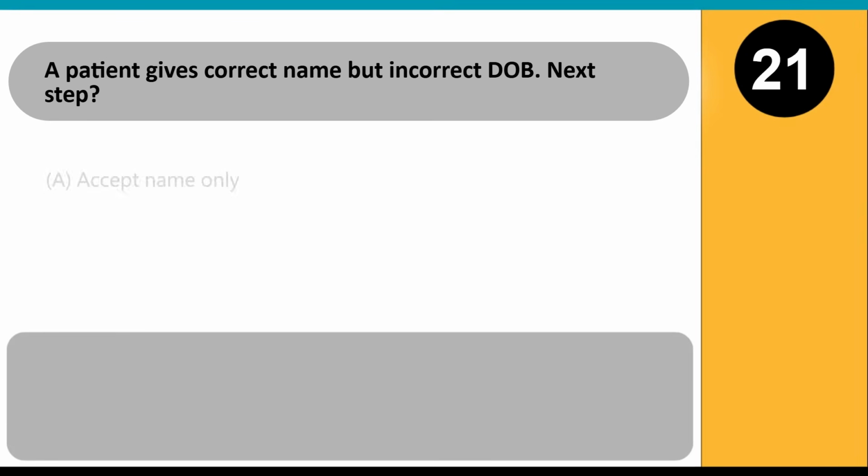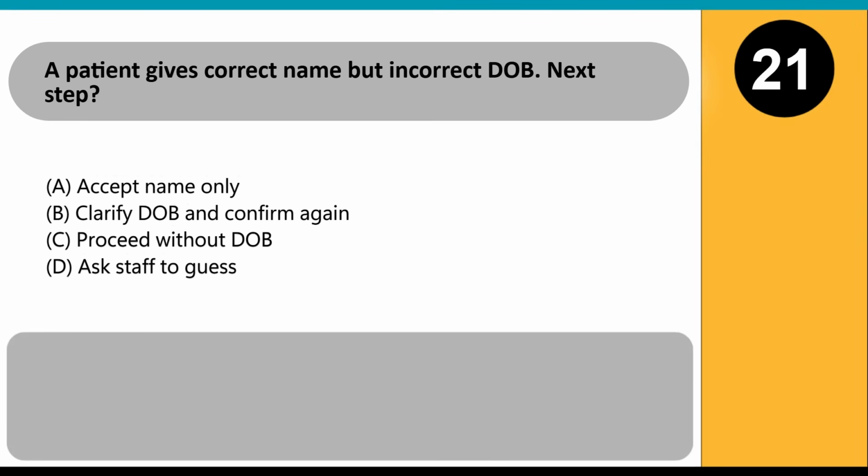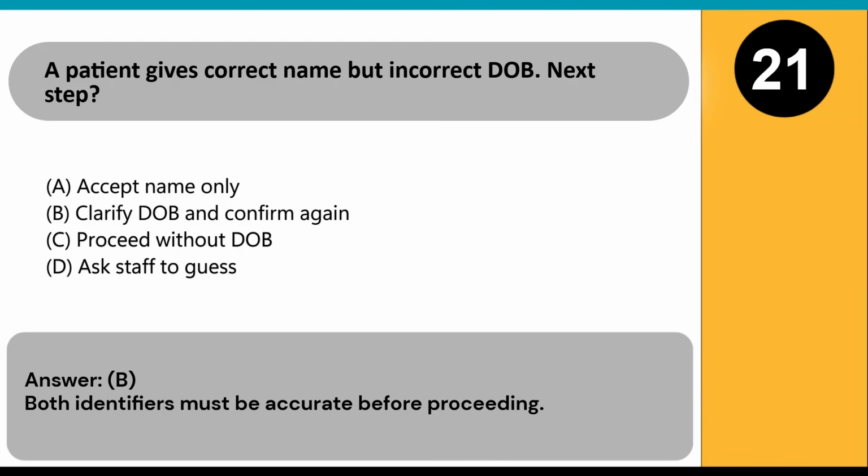A patient gives correct name but incorrect DOB. Next step. A. Accept name only. B. Clarify DOB and confirm again. C. Proceed without DOB. D. Ask staff to guess. Answer B. Both identifiers must be accurate before proceeding.